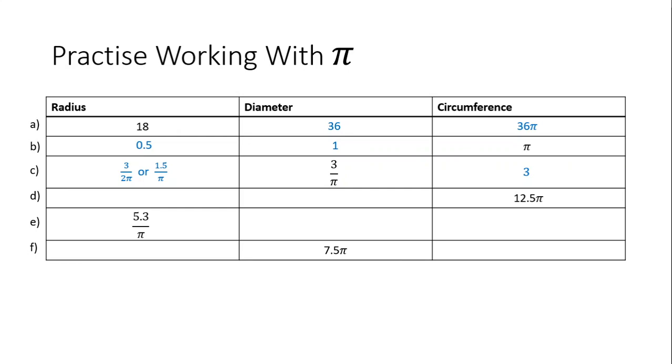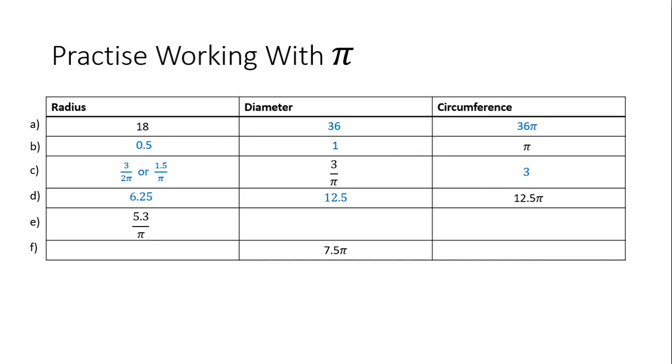Right, next one, we've got a circumference of 12.5 pi. Remember that to find the circumference, it's 2 pi r, so the 12.5 must be 2 radiuses. So one radius must be 6.25, and the diameter must be 12.5.